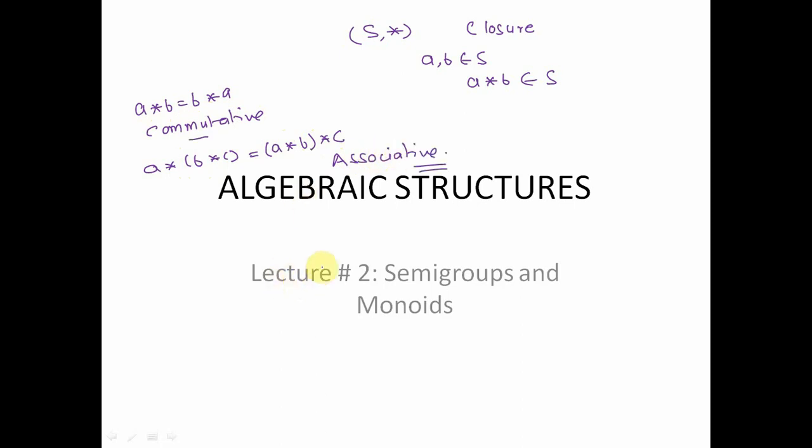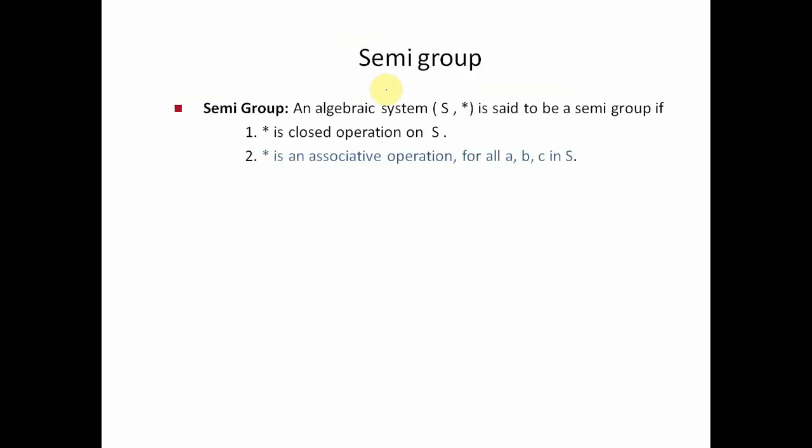In this session, we'll be talking about two special algebraic structures, semigroups and monoids. So let's begin with a semigroup. An algebraic structure (S, star), where S is the non-empty set and star is the binary operation, is said to be a semigroup if, number one, star is a closed operation on S. This is a property that must be satisfied for (S, star) to be considered an algebraic structure. But what additional property is required is that star must be an associative operation.